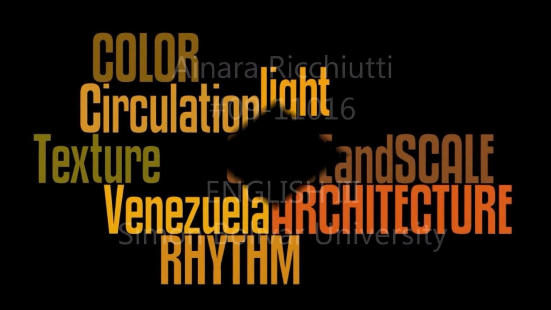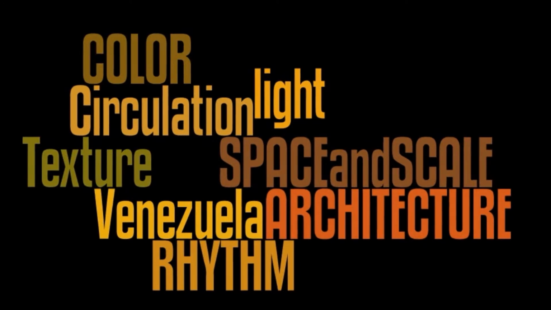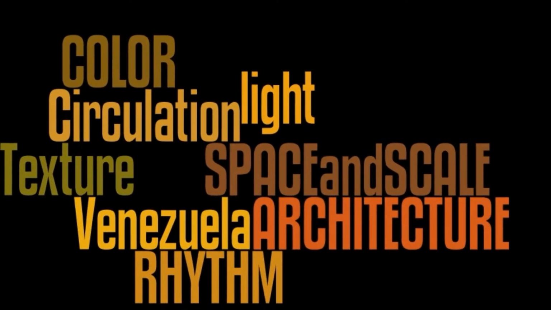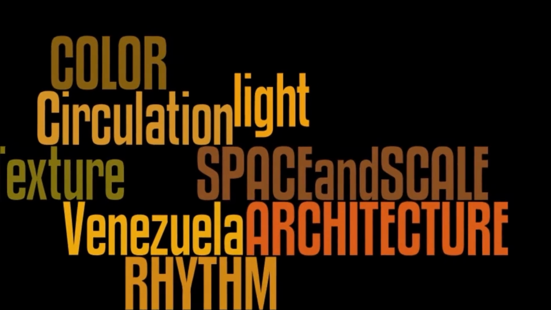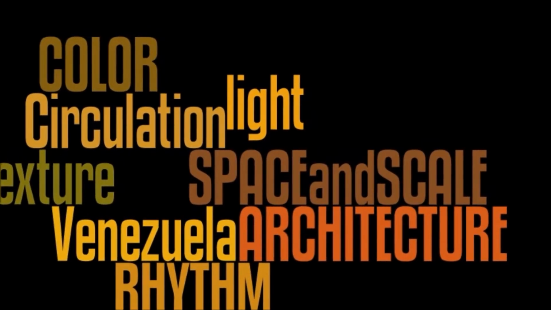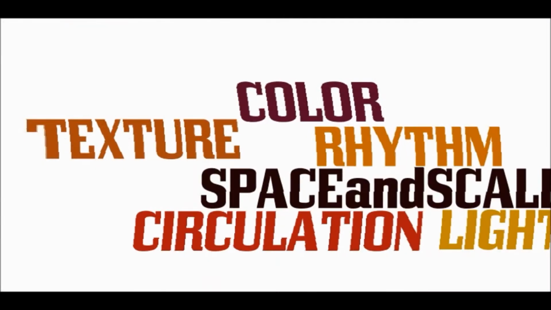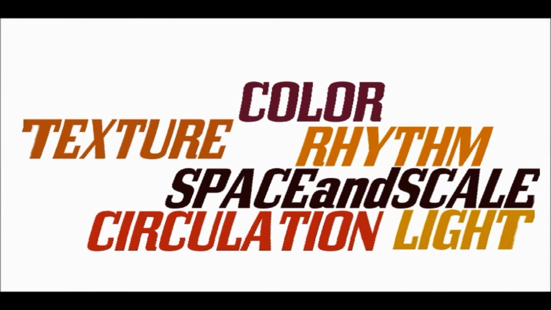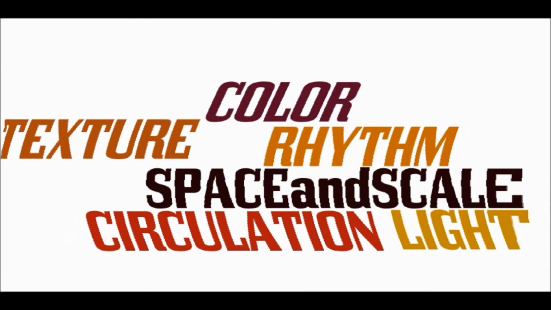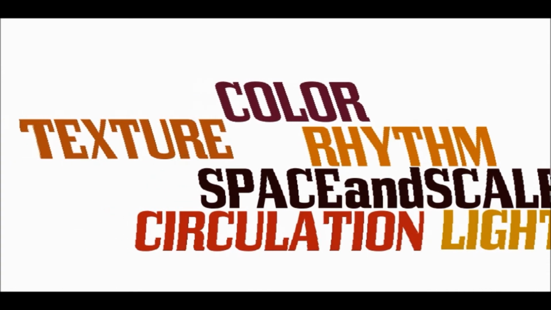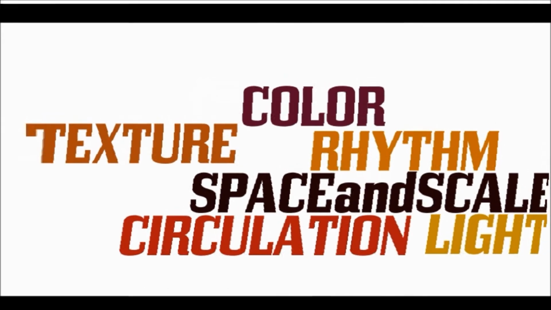I'm an architecture student of the Simon Bolivar University. This is my final project of my English 3 course. I have recollected for this work some important pieces of the Venezuelan architecture. To identify the elements I have studied the whole semester, which are color, light, texture, rhythm, vertical and horizontal circulation, space, and scale, each one represented by a specific example.